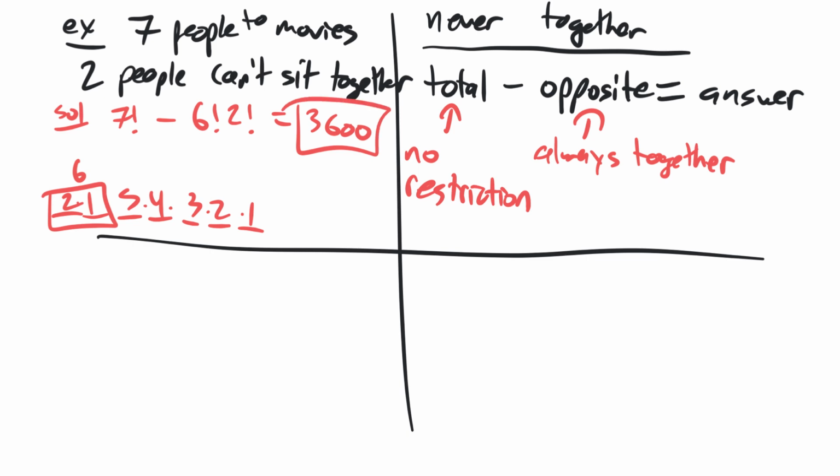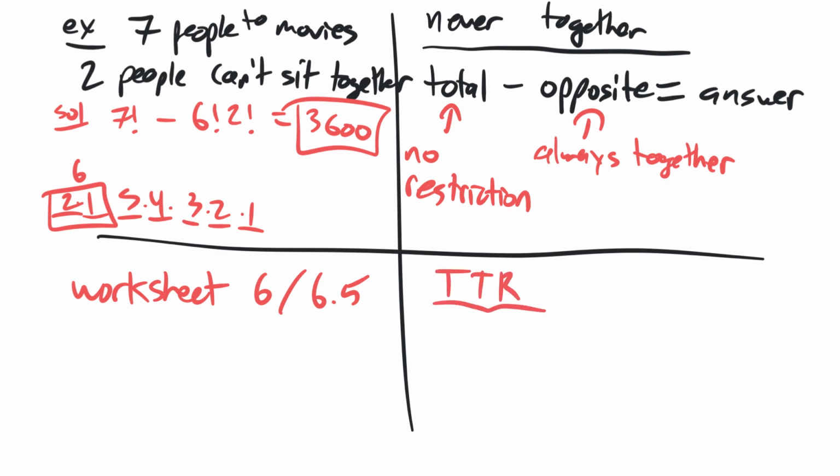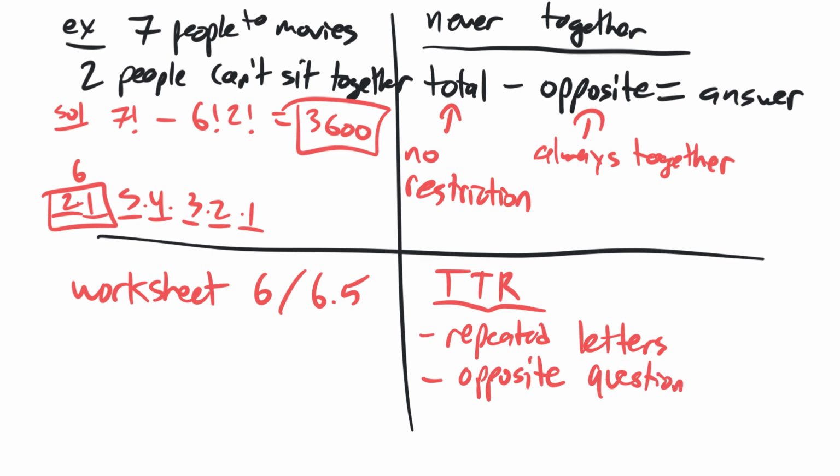All right, you can go ahead and add another example to your notes. We'll look at worksheet 6 or 6.5. And then you can write down any things to remember. The main thing you might want to remember is that when doing this, you have to watch out for repeated letters, or other things like that. The total minus opposite method is really handy, but you do have to make sure that you're still following the other rules for the counting. And of course, when you're doing this, the technique works well for things like never together when the opposite is easy to calculate. So you're looking for an opposite question that is easy to do, or at least easier to do than the current question.